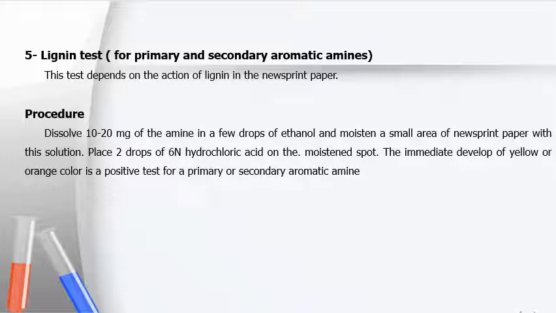The newspaper could have lead, right? So we have to pay attention to that. We cannot use just any kind of paper, because we mean to use the newspaper because of what it is made of. So we dissolve 10 to 20 milligrams of the amine in a few drops of ethanol and moisten a small area of a newspaper with this solution. We place 2 drops of 6 normal hydrochloric acid on the moistened spot. The immediate development of a yellow or orange color is a positive test for primary or secondary aromatic amines.